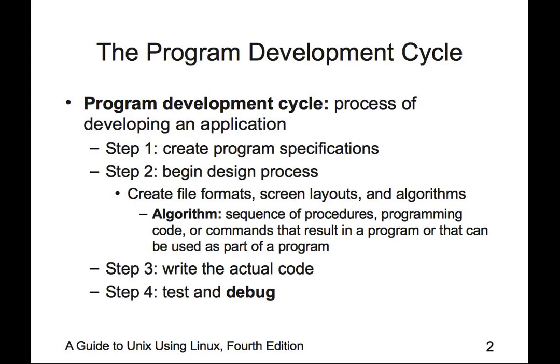The book goes through the program development lifecycle. It says you should have a process to develop your application. Step 1, create program specifications. Probably the most useful thing in this for our purposes would be to write a little bit of pseudocode, if you will. Pseudocode is when you write what you want the code to do, but not necessarily write the code yet. Step 2 says begin the design process.